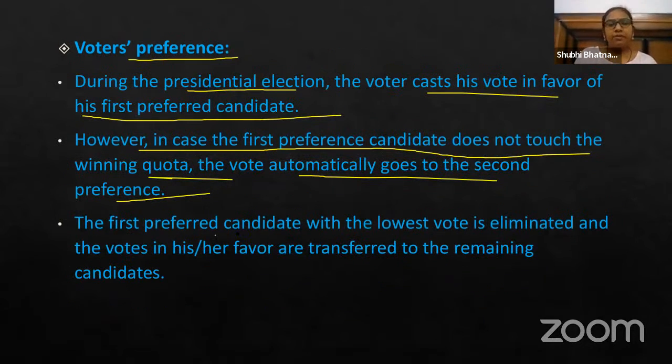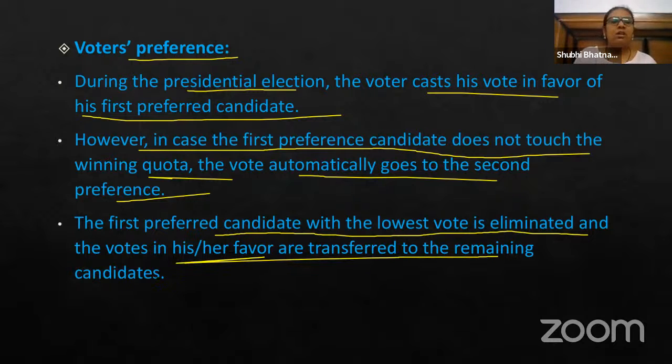The first preferred candidate with the lowest vote is eliminated and the votes in his or her favor are transferred to the remaining candidate. तो फिर उनको एलिमिनेट किया जाता है जो पहले बंदे हैं, जो वो he or she could not cross the winning quota. फिर उसके बाद जो सारे वोट्स हैं वो सेकंड जो रिमेनिंग कैंडिडेट हैं उनको ट्रांसफर हो जाएं.